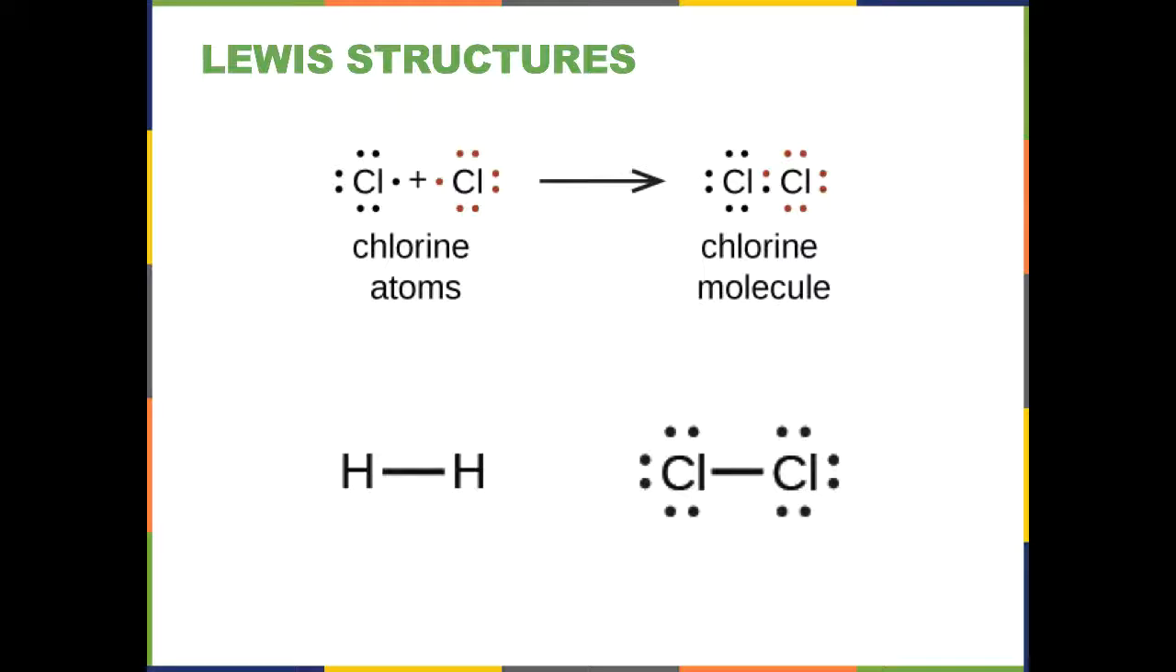Now, hydrogen has 1 valence electron, and so the 1 electron from each hydrogen is shared and you end up with a bond, and there aren't any electrons left, so there are no dots to show.